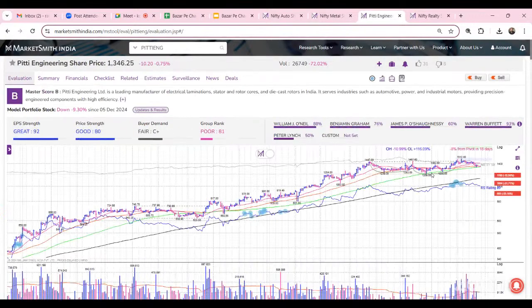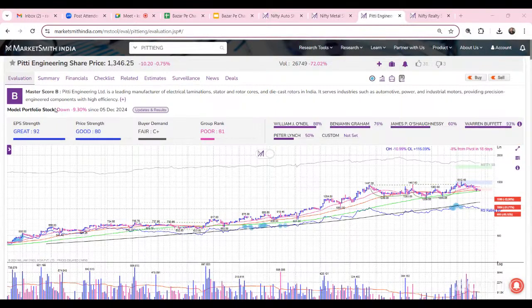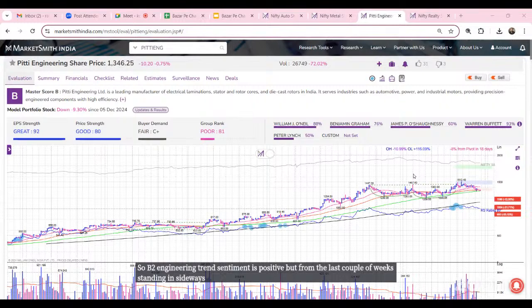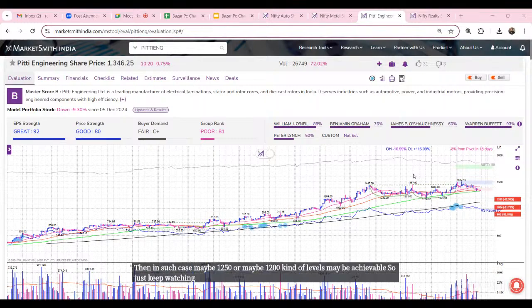PTC Engineering. Trend sentiment is positive, but for the last couple of weeks it has been trending sideways. Support I can say is placed in the range of 1300. 1300 is a key level to watch. Suppose it bounces back, holding above 1300, then maybe one can expect another uncharted trajectory kind of move. But suppose it breaches 1300, then maybe there will be a problem for this particular stock. In such a case, maybe 1250 or 1200 levels may be achievable. So just keep watching the 1300 level in this stock.